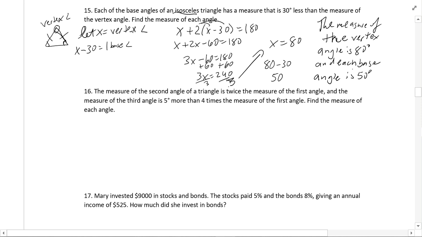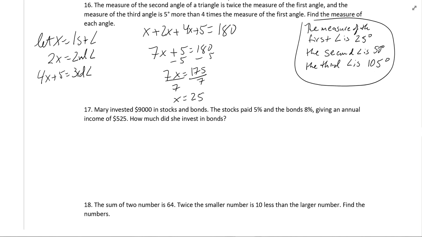Okay, so why don't you pause the video and try to set up and solve number 16. Okay, so let's see how you did. Remember, you have to define all your variables. When you read the problem, the one you knew the least about was the first angle, so that's why I said x is the first angle. Then we knew something about the second angle. It was twice the measure of the first, so 2x is equal to the second angle. And the measure of the third angle is 5 degrees more than 4 times the measure of the first, so the third angle is 4x plus 5.